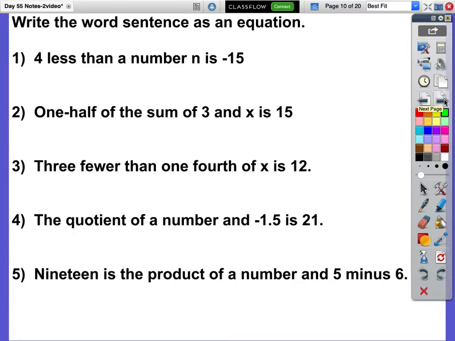It says, write the word sentence as an equation. Okay, so we're just turning these words into an equation. Number 1 says, 4 less than a number n is negative 15. Okay, so let's think about what some of the keywords in here are. We've got the number 4, less than, a number n, is negative 15.